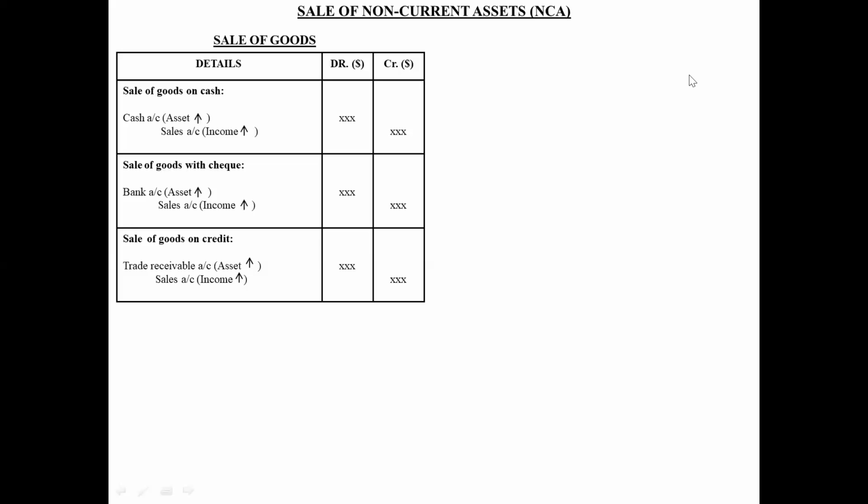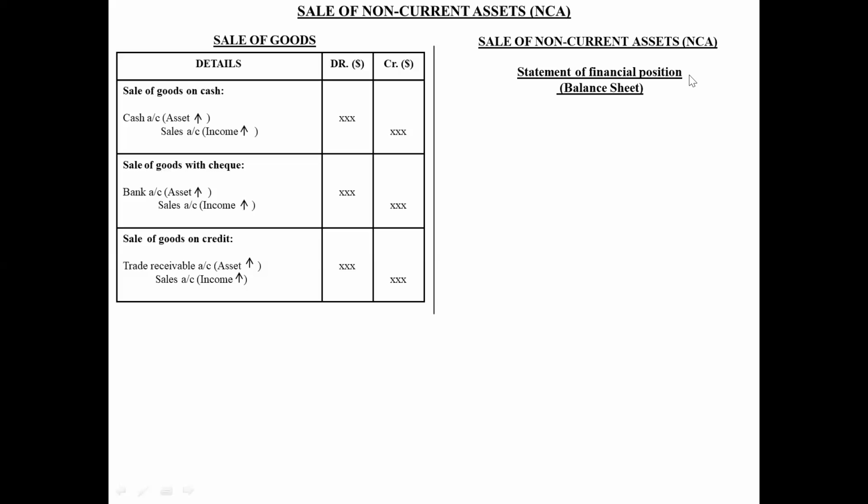Now let's see sale of non-current assets. Sale of a non-current asset is very different from sale of goods. Before we see the transactions for sale of a non-current asset, let me show you the extract of the balance sheet.